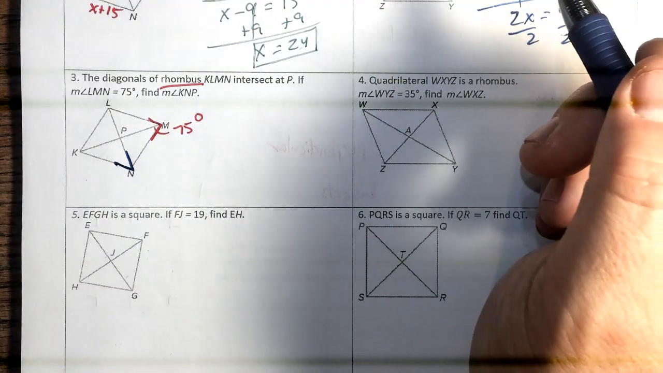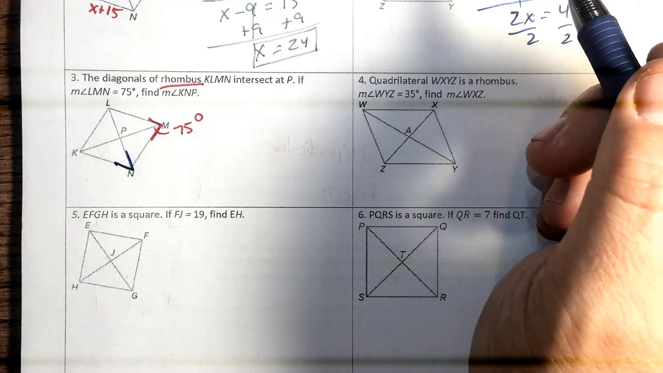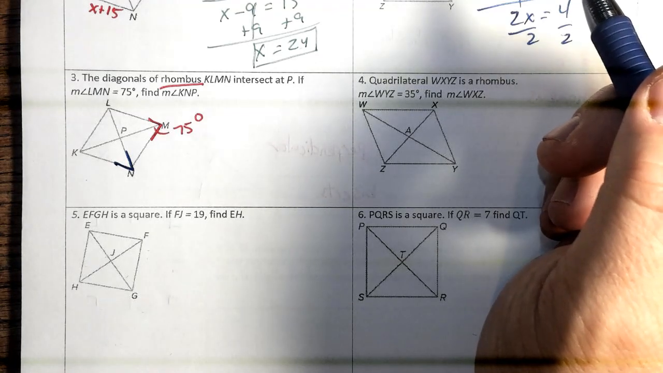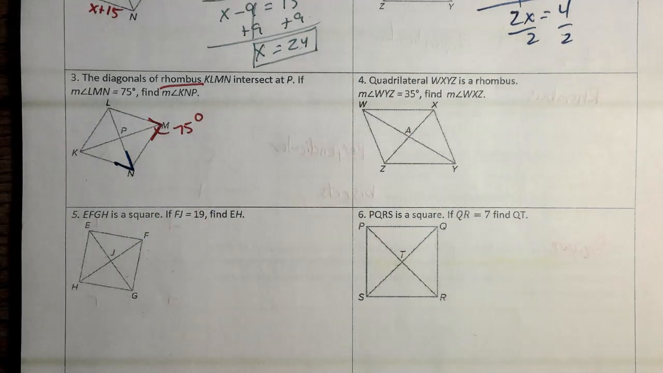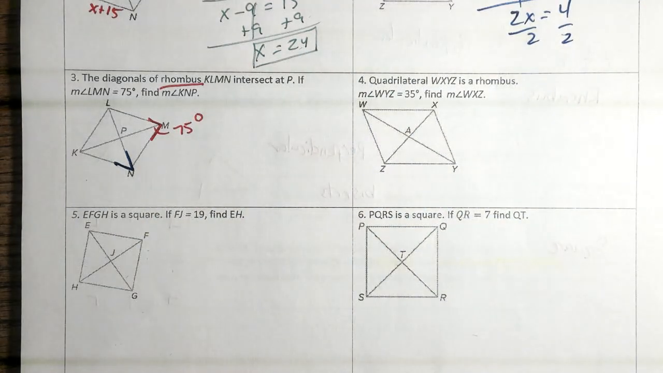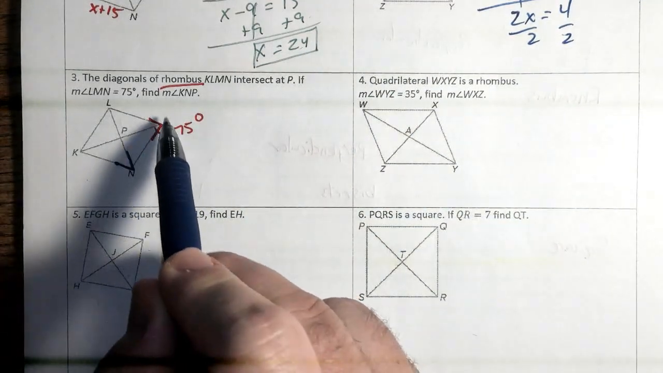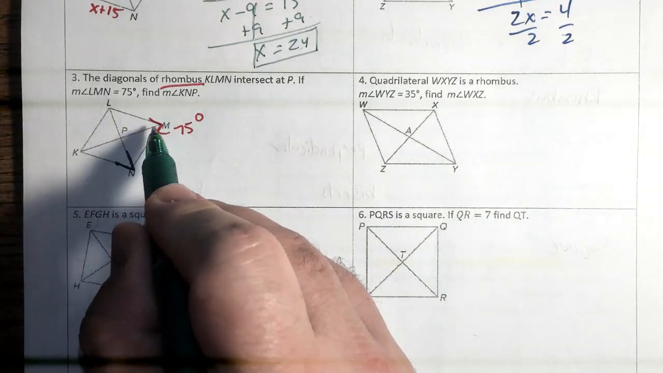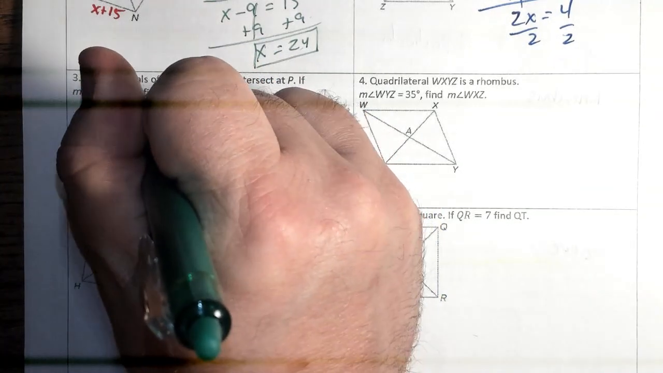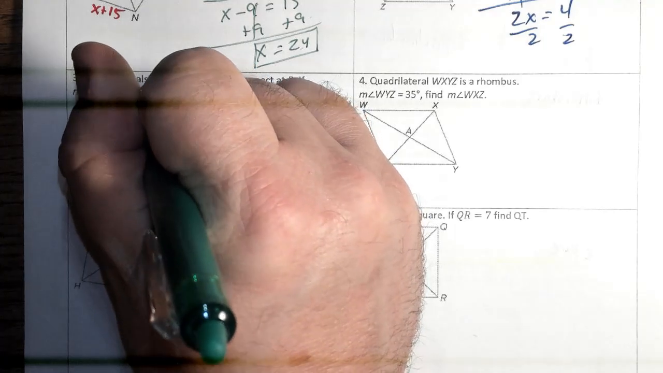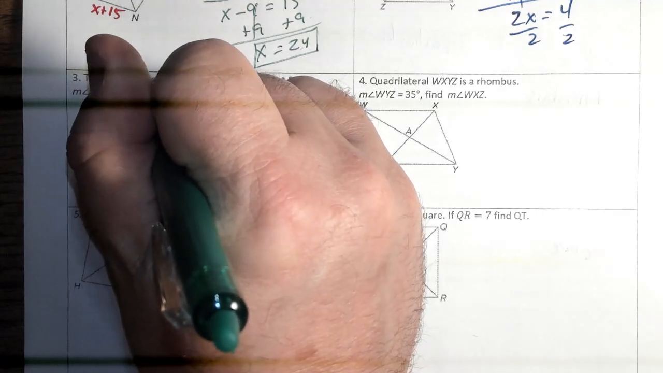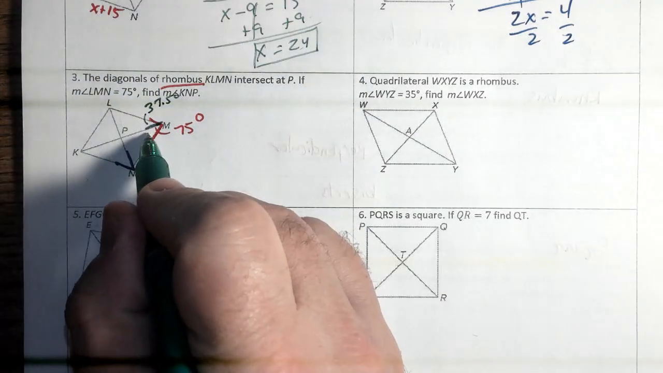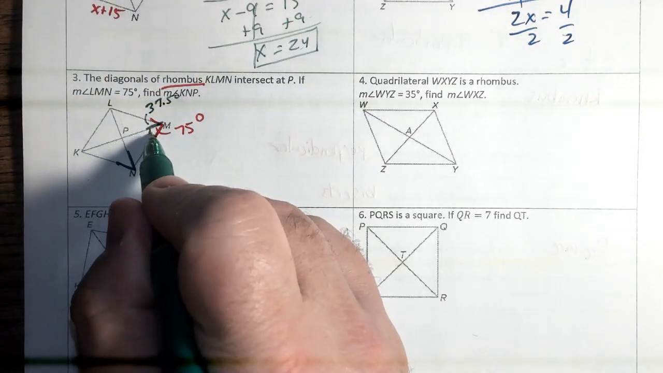All right, so let's see what we're doing here. Let's see. No. All right, so if this guy is 75, the diagonal bisects the angle. I'm just going to make this green. It'll make it a little easier. So this side, half of 75 is 37.5. So it goes the same for here because they're congruent. So I'm just going to kind of make this like that.